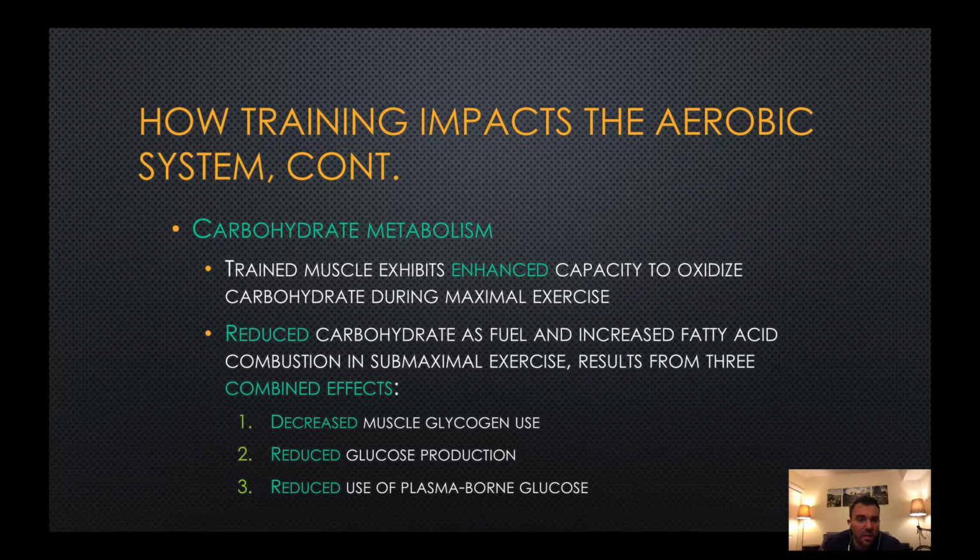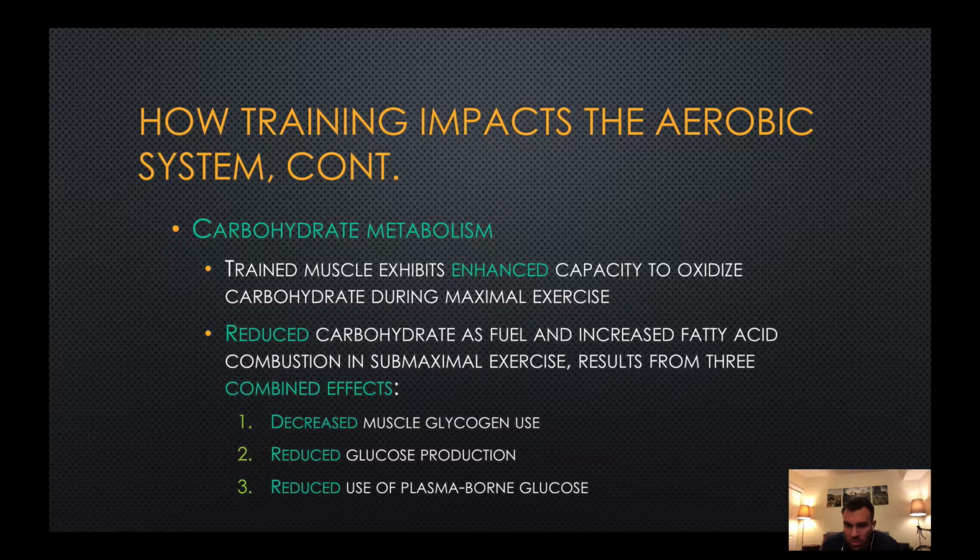So that kind of leads to carbohydrate metabolism. I was just talking about fat metabolism. Trained muscle exhibits enhanced capacity to oxidize carbs during max exercise, reduce carb as fuel, and increase fatty acid in submax exercise. This is due to decreased muscle glycogen use, like the need to use the carbs, reduced glucose reduction, and reduced plasma-borne glucose.